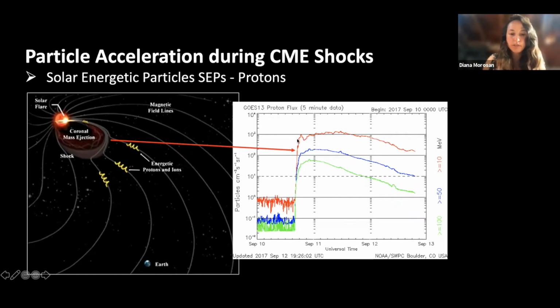So some processes are ongoing at the CME shock, and proton acceleration, even electron acceleration, can continue for a long time. And this is still very well studied because it's very important for space weather. If we have charged particles coming our way, then it's bad for the space environment around Earth.